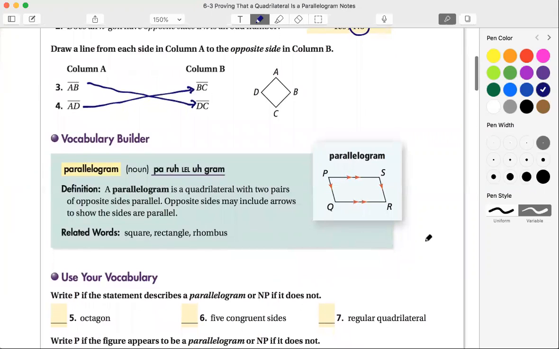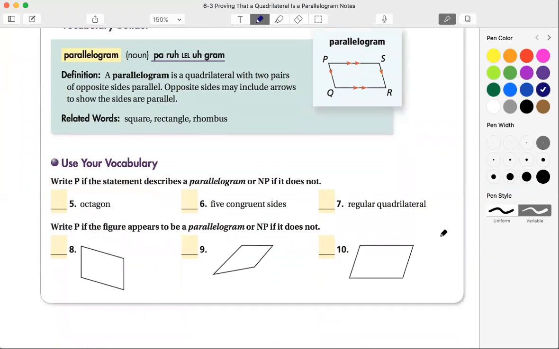So a parallelogram is a quadrilateral with two pairs of opposite sides parallel. Opposite sides may include arrows to show the sides are parallel. All right, write P to describe if the statement describes a parallelogram, or NP if it does not. So an octagon is not a parallelogram. If it has 5 congruent sides, it is not a parallelogram. If it is a regular quadrilateral, it is a parallelogram.